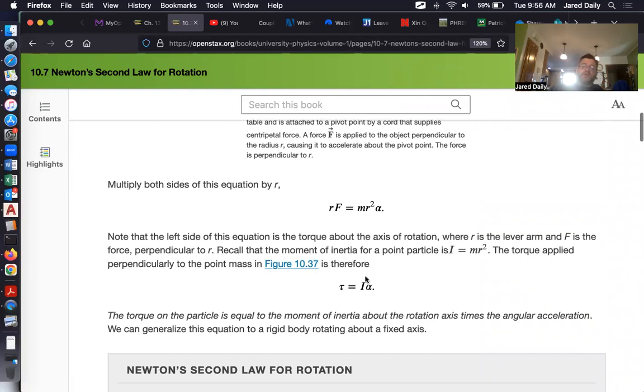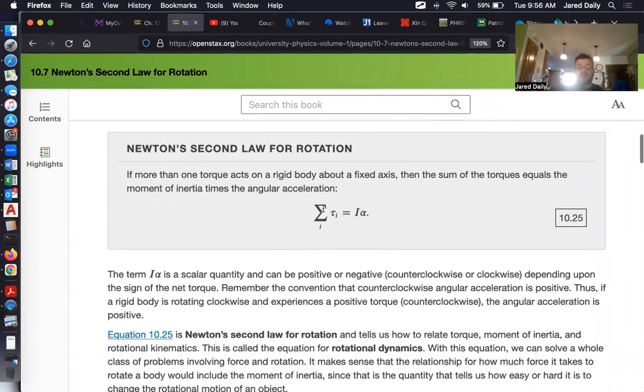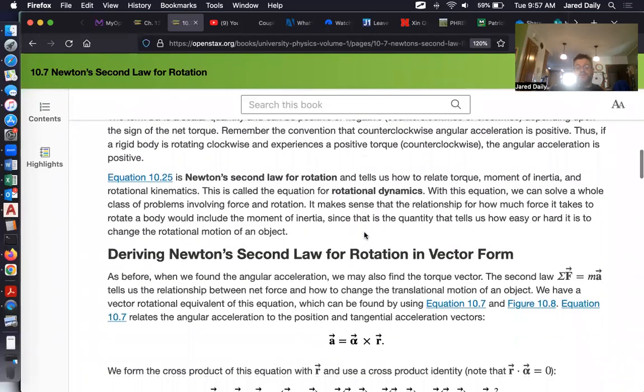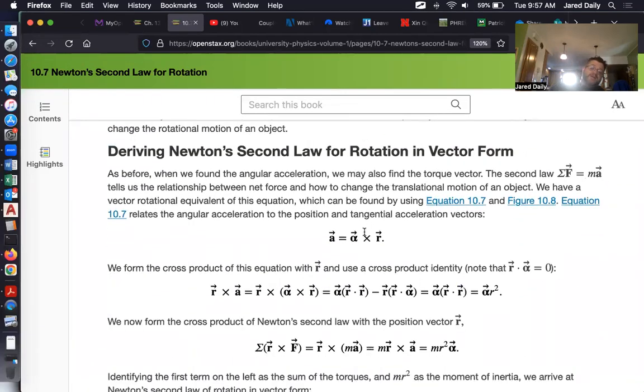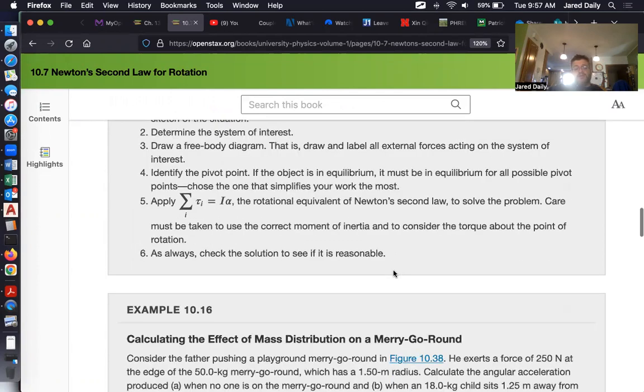And then we get a new equation, torque equals I times alpha, which we can think of as Newton's second law for rotation. Instead of force equals mass times acceleration, we get torque equals the mass distribution kind of thing times rotational acceleration, alpha. So that's Newton's second law. And you can add many torques together on a single object, and it will equal the total moment of inertia of the object times its angular acceleration. So you can use it in all the same ways we used Newton's second law before. And here they show this in vector form and show that it is true in vector form, which it is.